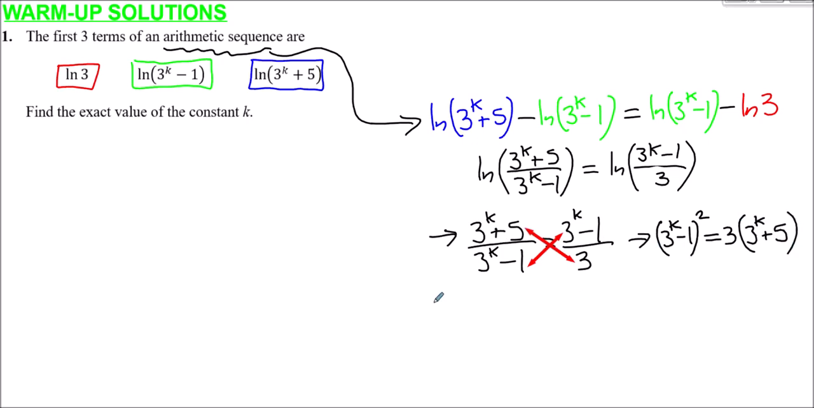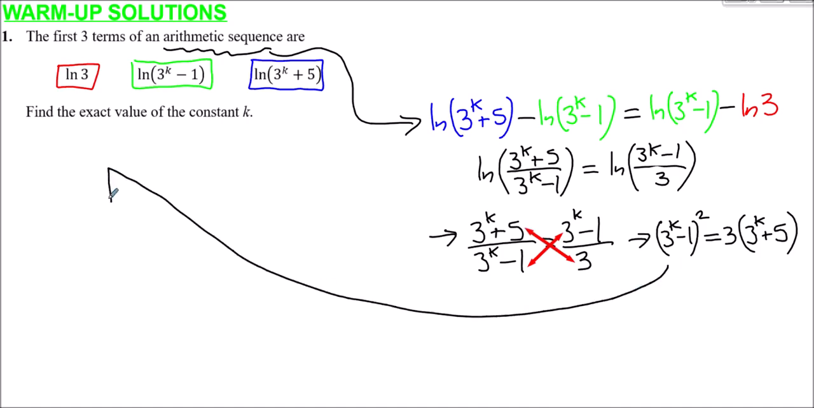If we expand this out, what we'll next have, give myself a bit more space, expand this out, I'm going to get 3 to the power of 2k, then take the product and double, so it's going to be minus 2 lots of 3 to the k. Minus 1 all squared, of course, is positive 1. That needs to equal 3 lots of 3k plus 3 times 5, which of course is 15.